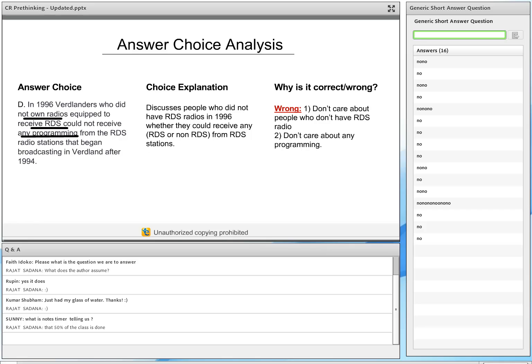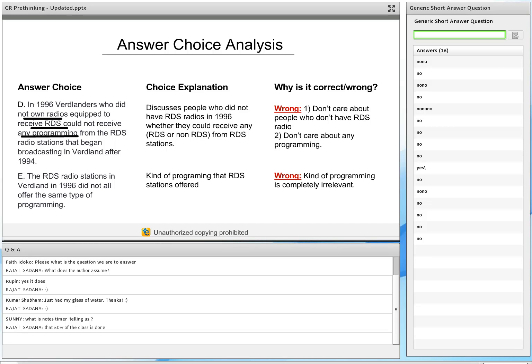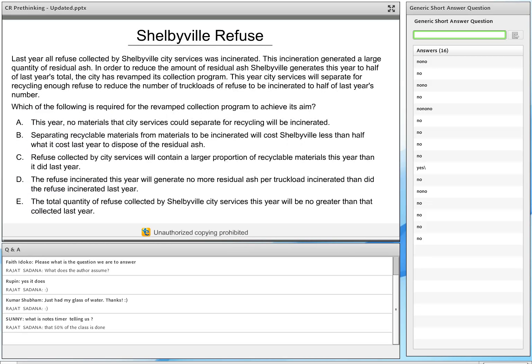The most popular answer choice you could have rejected very easily had you worried about the conclusion. Choice E, type of programming, doesn't matter. Okay.